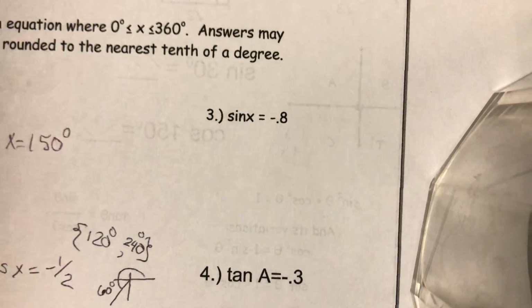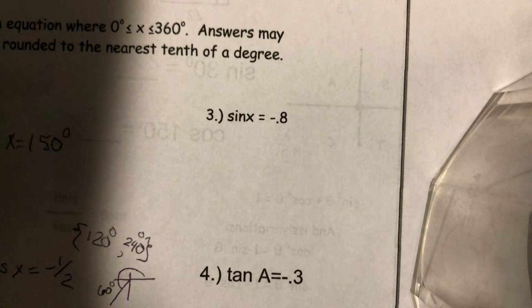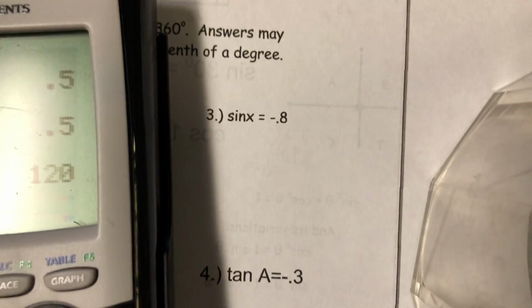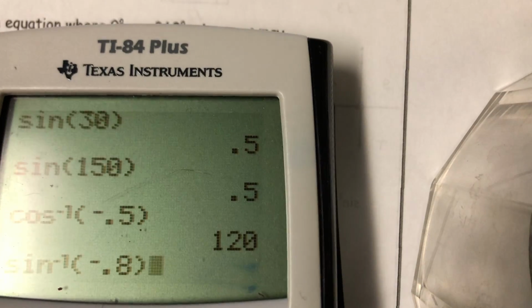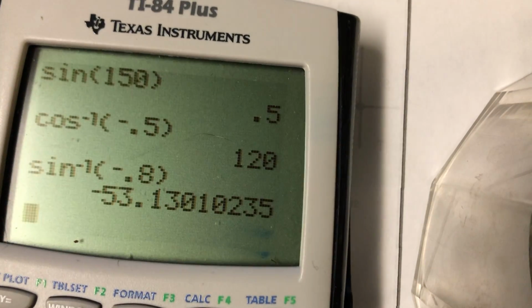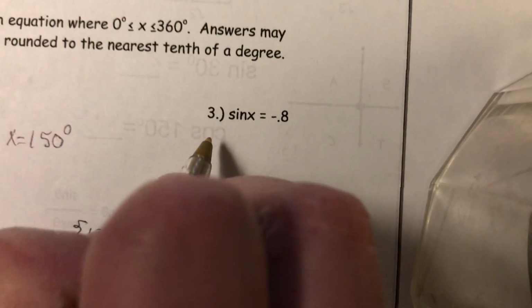For the last 2 examples, look at the decimals. Negative 0.8, negative 0.3. It doesn't ring a bell with me with my 30, 60, 90 triangles. So this is where it's going to be really important that you round to the nearest tenth of a degree according to the direction. So here, I'm going to have no choice but to use a calculator. Scientific is fine too. Second, sine inverse. I have negative 0.8, and now here we're going to have some issues. Whoa. Negative 53.1. That's what the calculator gives to me.